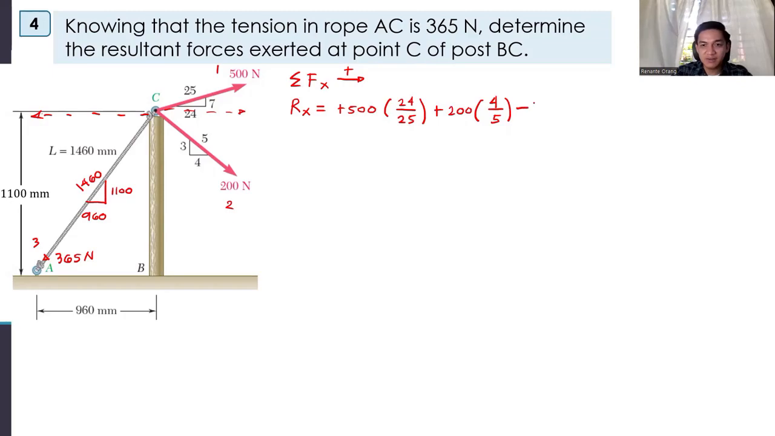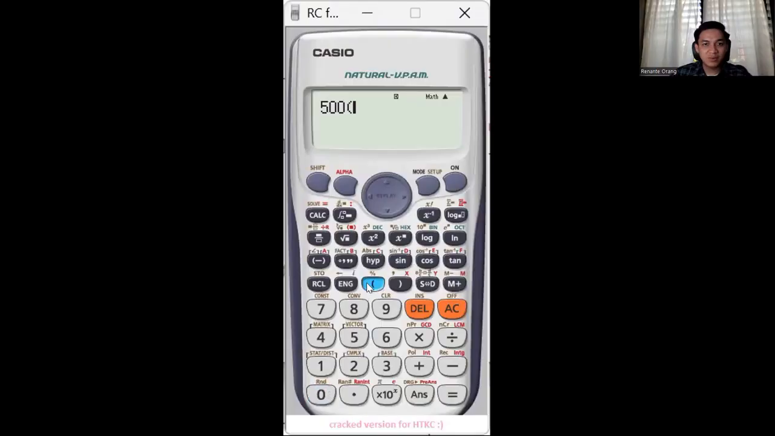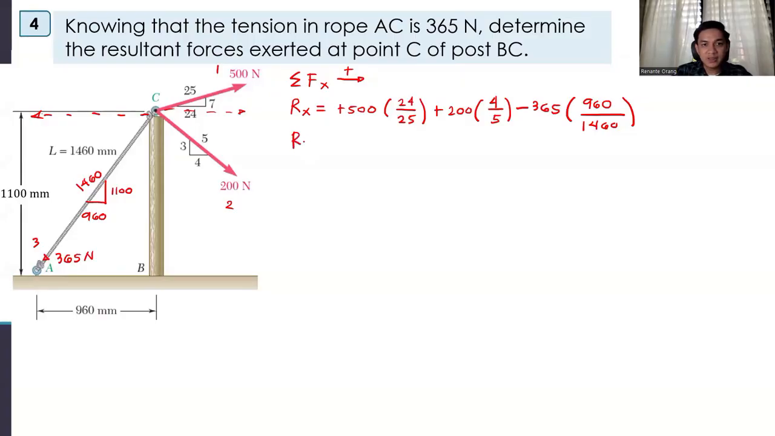Next is this force, which is going to our left side. So, that is negative 365 multiplied by its run, which is 960 kasi nakahiga siya, divided by hypotenuse 1460. So calculator natin, we have 500 multiplied by 24 over 25 plus 200 multiplied by 4 over 5 minus 365 multiplied by 960 divided by 1460 equals 400. So Rx is equivalent to 400 Newton.